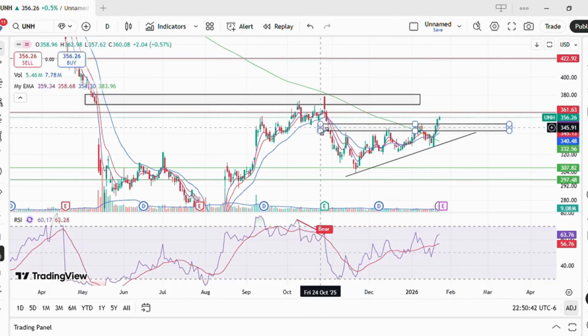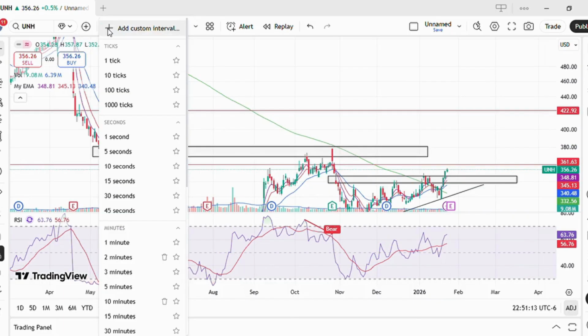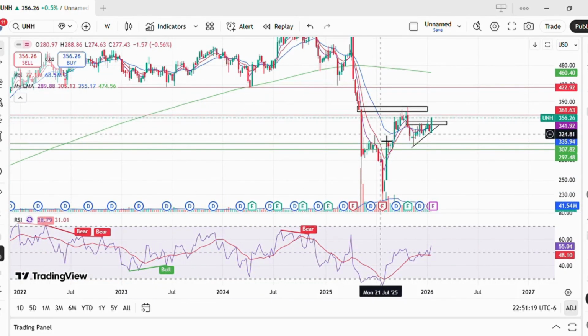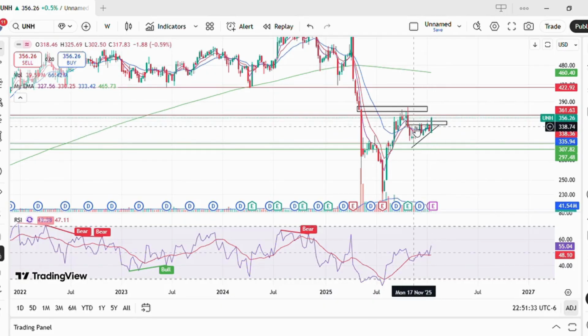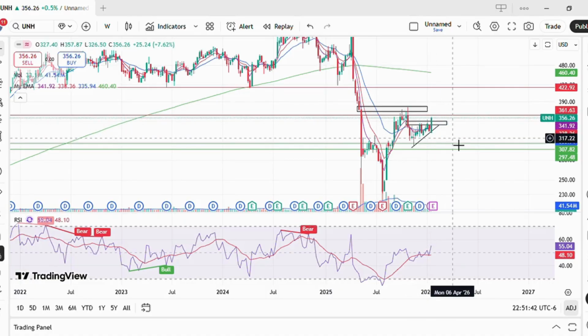It also looks like an ascending triangle pattern breakout on the weekly time frame. Also, the price supported this level, the previous breakout, and this demand zone. Now it consolidated for significant weeks and broke that resistance. So we may go and retest this 422 level.